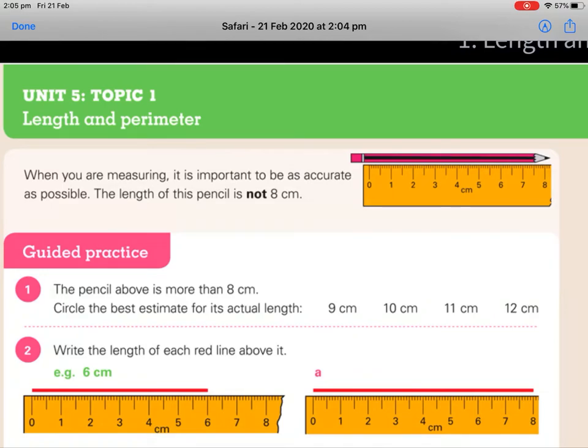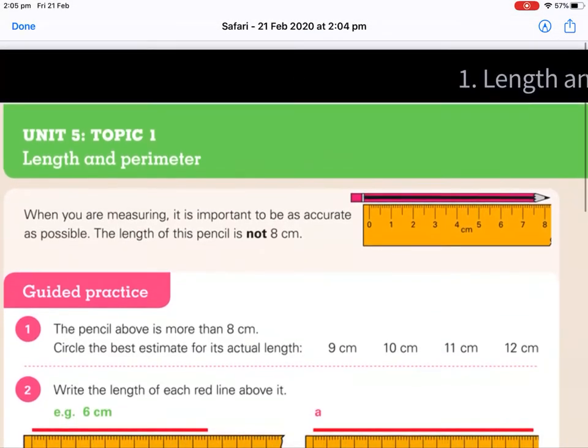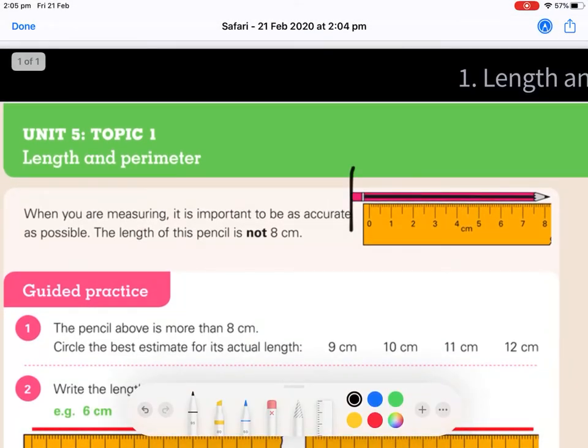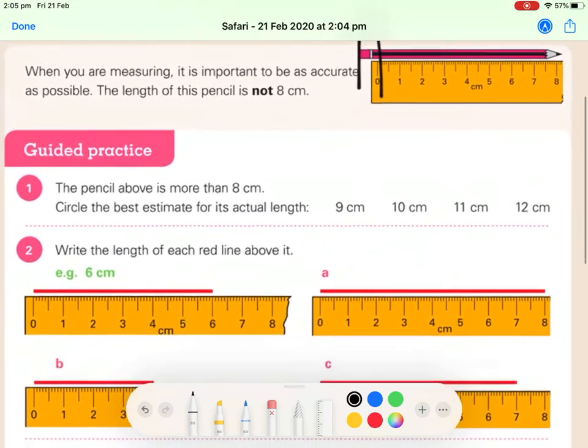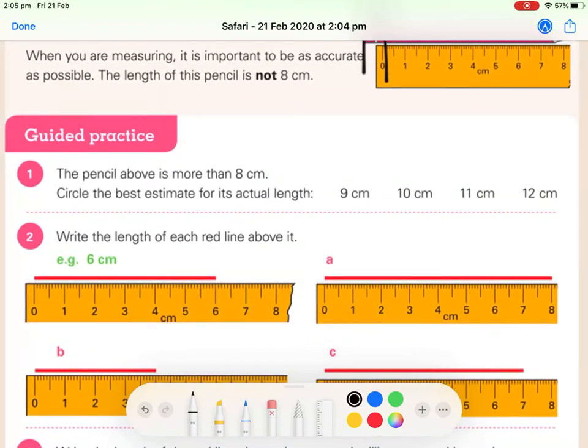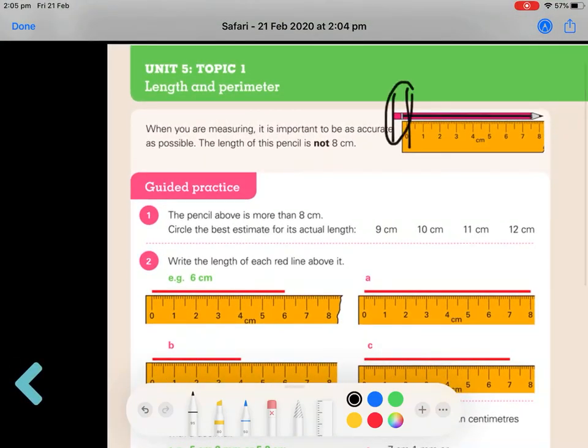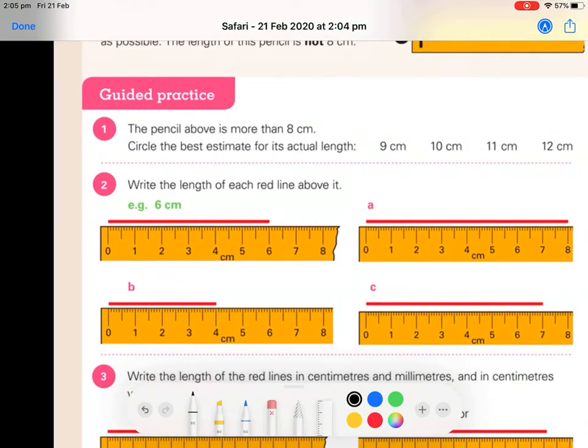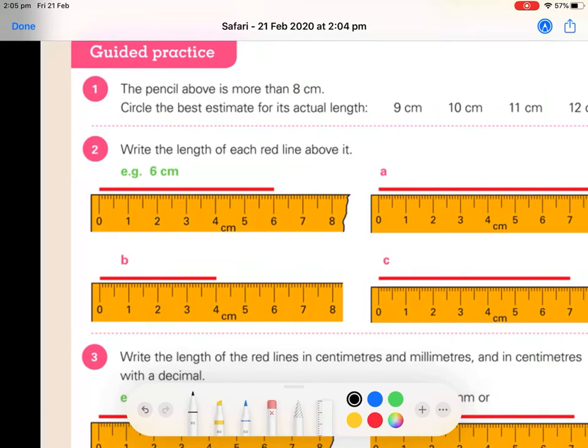When you are measuring, it is important to be as accurate as possible. The length of this pencil is not 8 centimetres, so you can see that they haven't actually lined up the edge of the pencil with the 0, so you've got to make sure things are lined up perfectly. The pencil above is more than 8 centimetres. Circle the best estimate for its actual length. I've just given you a bit of a clue there. It's going to be a bit longer, isn't it?